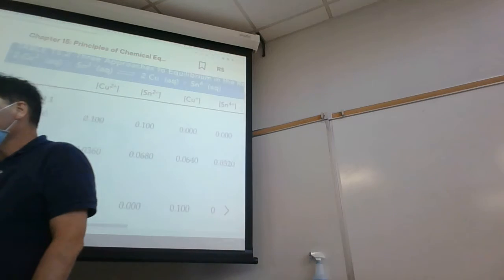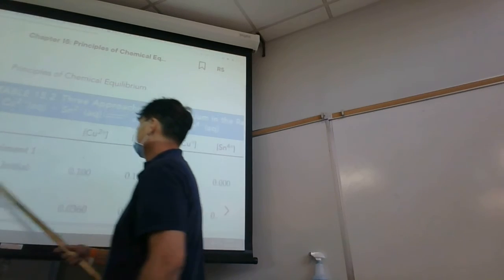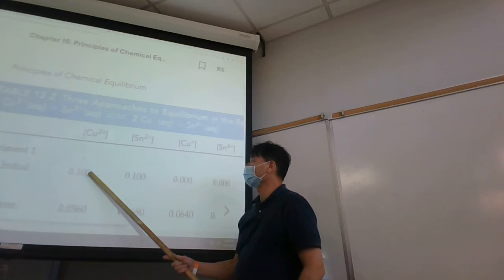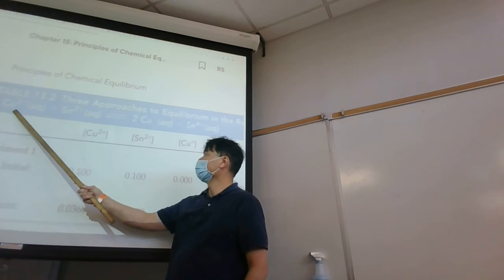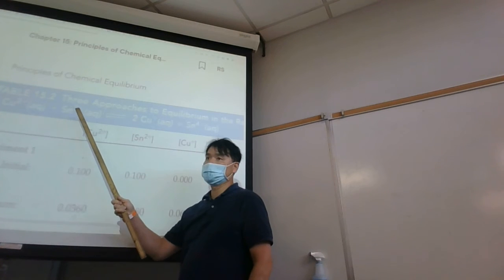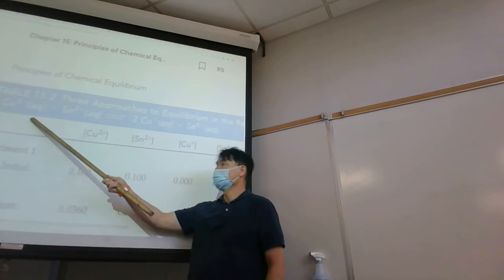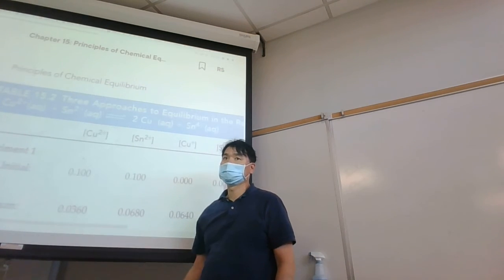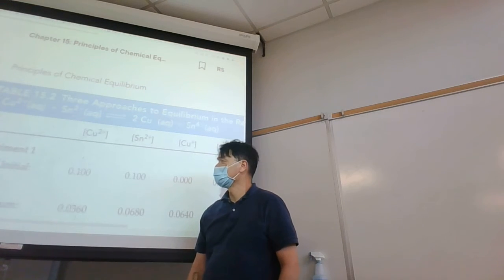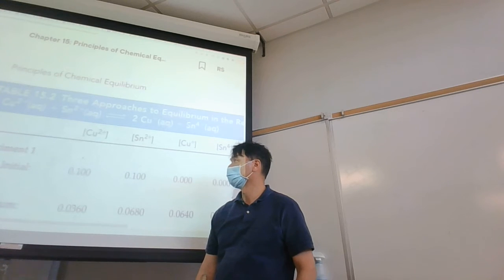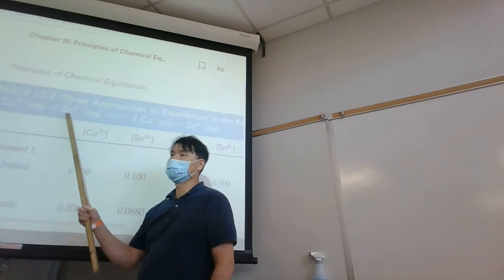So what we're going to do is look at this experiment 1 data first. If we look at the experiment 1 data here, we start off with 0.100 molar copper 2 and 0.100 molar tin 2. If it were a liter, that would be 0.100 moles of copper 2 and 0.100 moles of tin 2. Normally we talk about moles, so let's say we have 1 liter of solution. If I had 0.100 moles of copper 2 and 0.100 moles of tin 2, which one would be the limiting reagent?